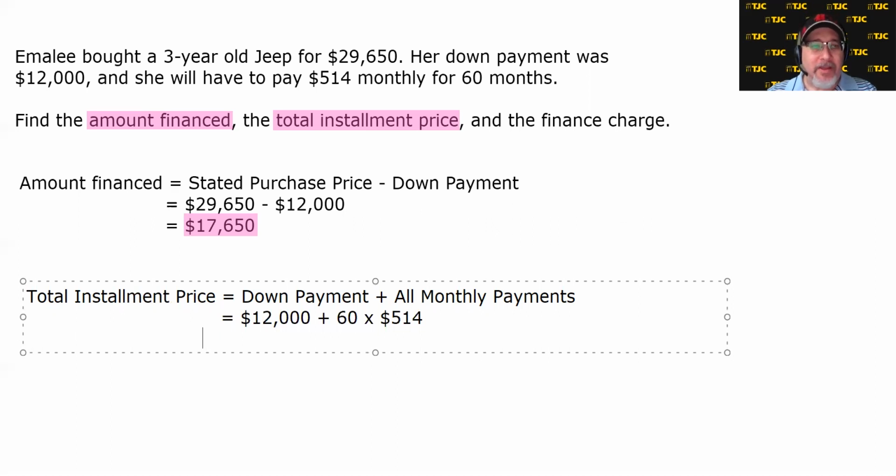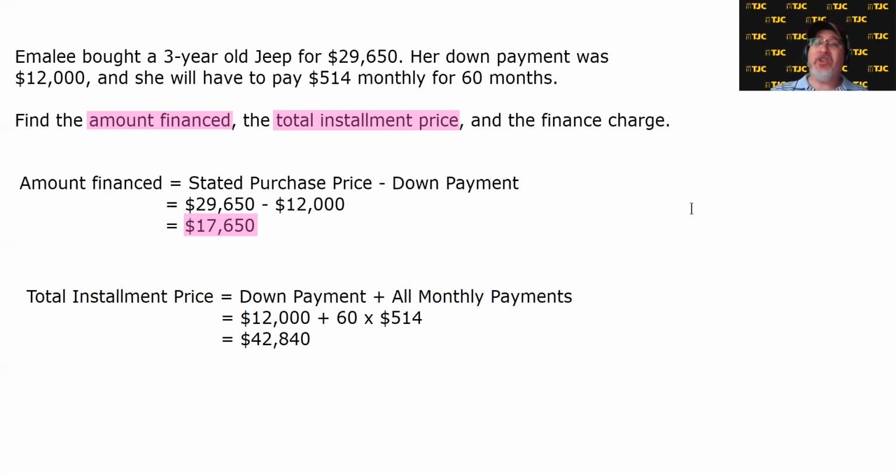Now you can do this in bits and pieces, but if you have a scientific calculator, you should really get in the practice of putting in a whole expression all at once. In this case, 12,000 plus 60 times 514, and we get 42,840.